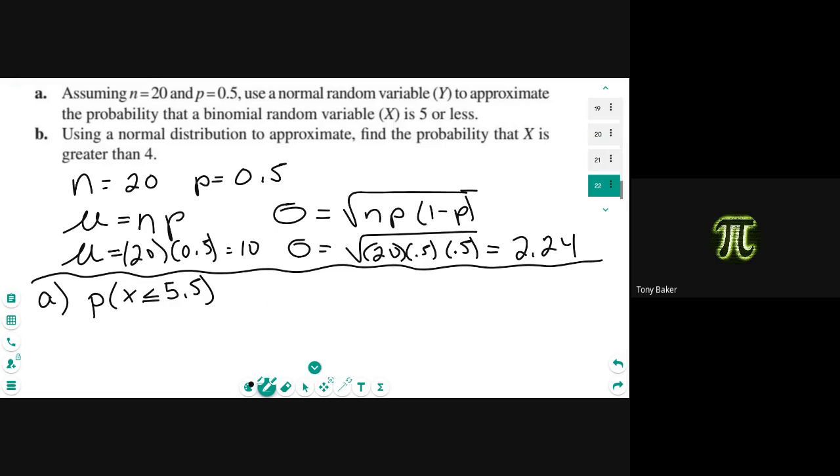And the standard way, technically, you can use any number you wanted to go above it. We just typically use 0.5 in these situations. It's just the standard way to do it so everybody comes out with the same answer. So we're looking at 0.5. Now I've got to find my z, right? Because if I don't have my z, I can't find my probability. So my z is going to be 5.5 minus 10, which is my mean, divided by 2.24.